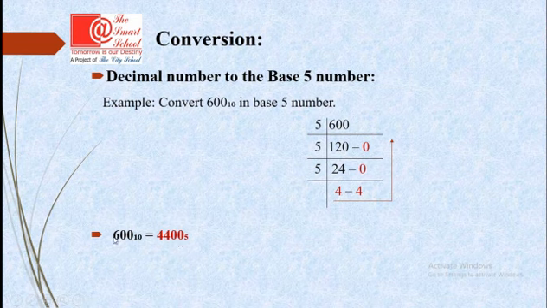So it means 600 in base 10 system is equals to 4400 in base 5 system.